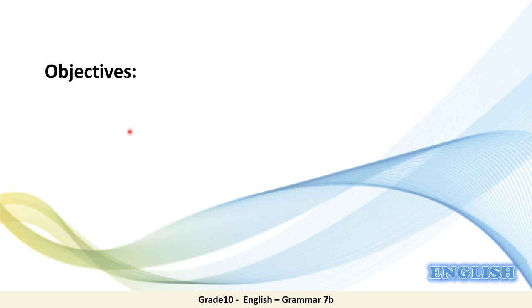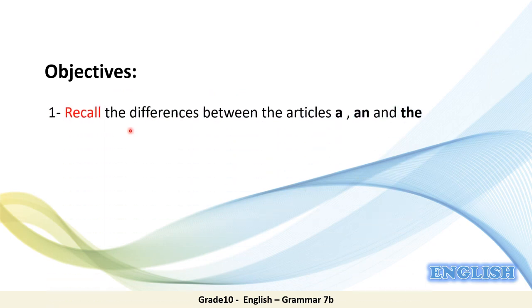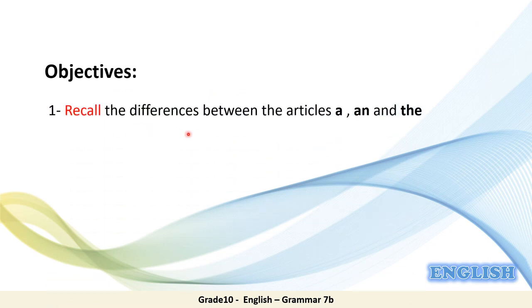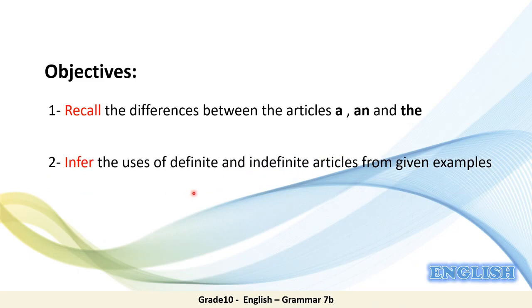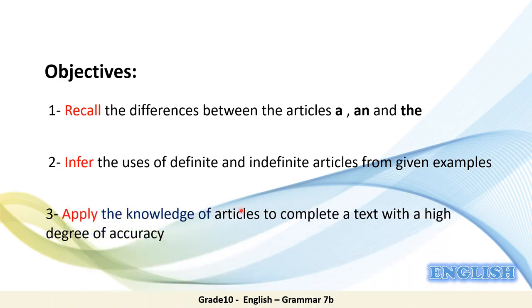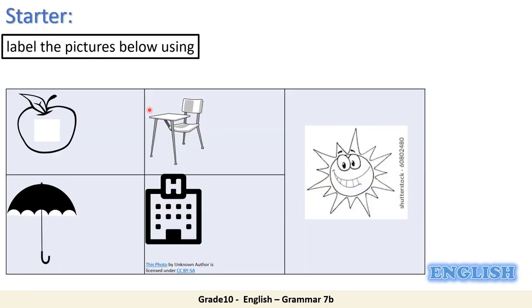In today's lesson, we have three objectives. Number 1, to recall the differences between the articles a, an, and the. Number 2, to infer the uses of definite and indefinite articles from given examples. Number 3, to apply the knowledge of articles to complete a text with a high degree of accuracy. Now let's start our lesson.